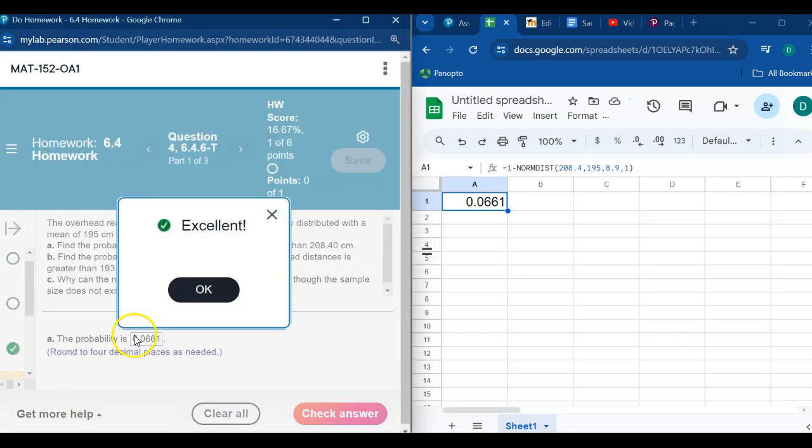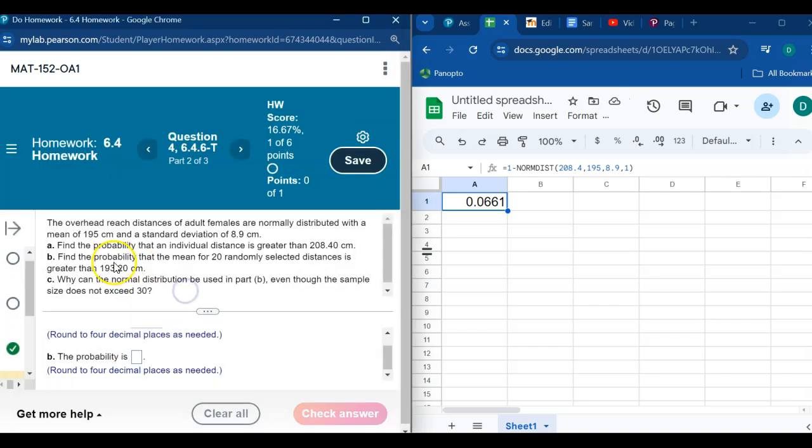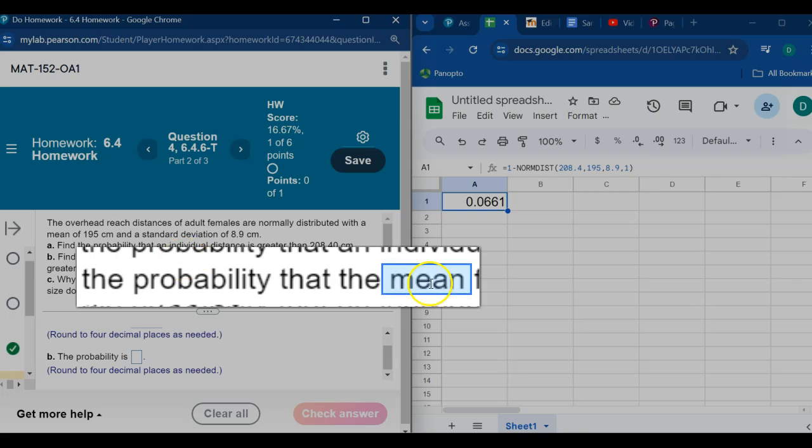All right, now read the next question carefully. It's no longer asking what the first one is. The first one is the probability of an individual distance, the overhead reach, which is what's normally distributed. That problem would have been fine in the 6.2 homework set. But this question, we're not finding the probability of a distance. We're finding the probability of a mean.